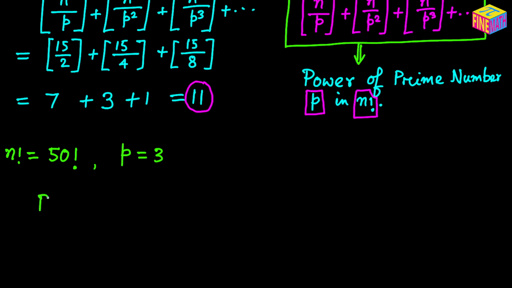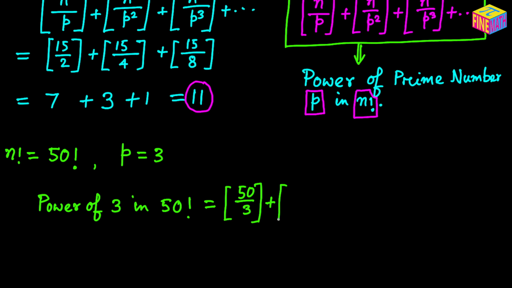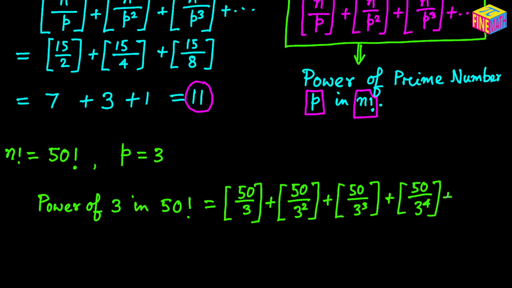So the power of 3 in 50 factorial is equal to the greatest integer of 50 divided by 3, then the greatest integer of 50 divided by 3 squared, then the greatest integer of 50 divided by 3 cubed, and then again the greatest integer of 50 divided by 3 to the power 4. Do we need to continue anymore? Probably not, because 3 to the power 4 would be 81, right? So this one is not necessary even.